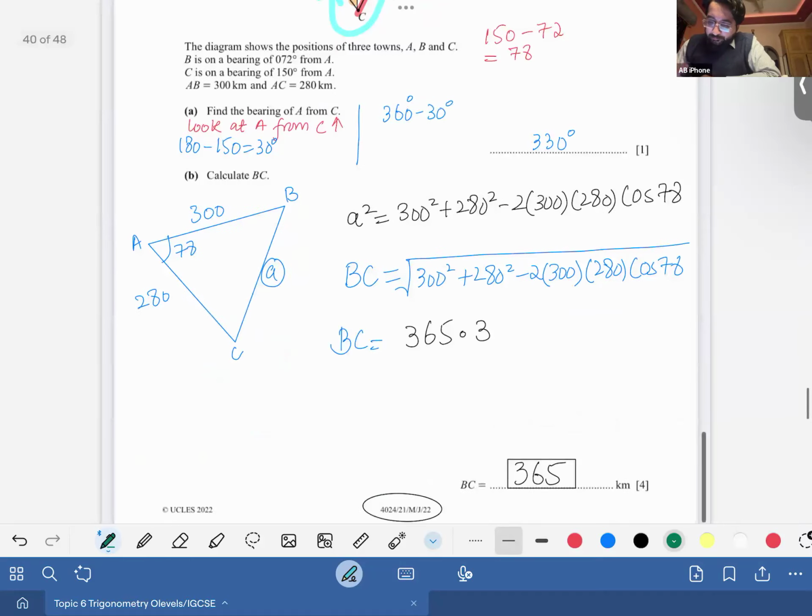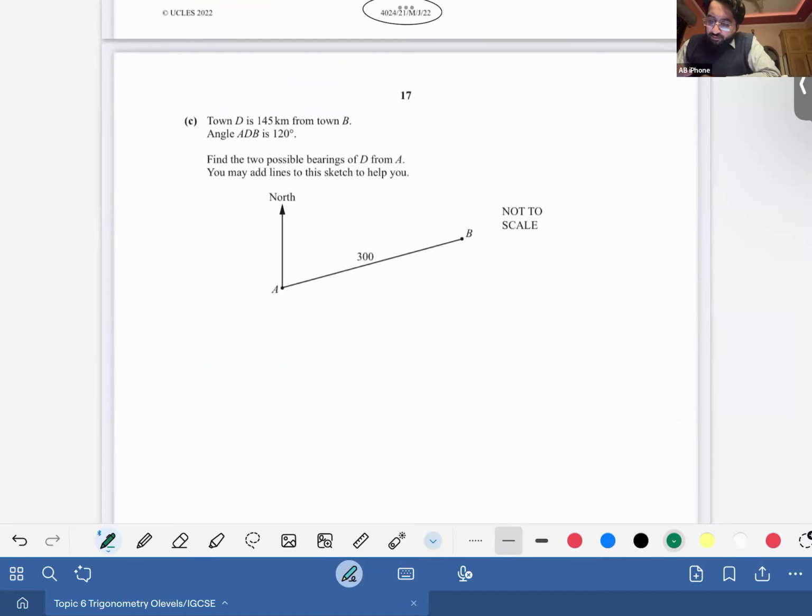Let me make a link here. Town D is 145 km from town B and angle ADB is 120 degrees. So for example, this is 120 degrees. Here I put D. A, D, and B, for example, this is 120 degrees. Find the two possible values of bearing of D from A. So that is D, for example. It doesn't look like 120, by the way. Let me make it 120 degrees. It should be an obtuse angle like that.